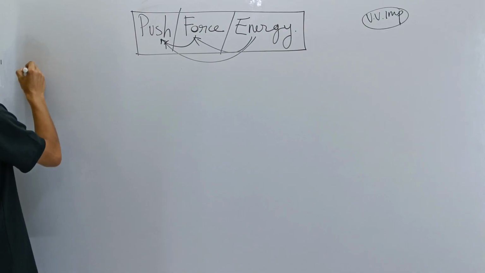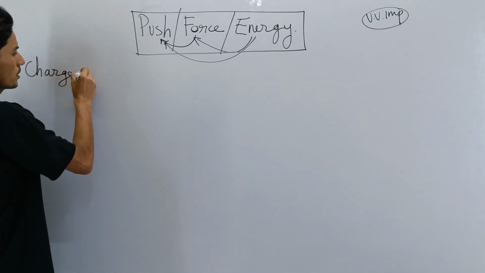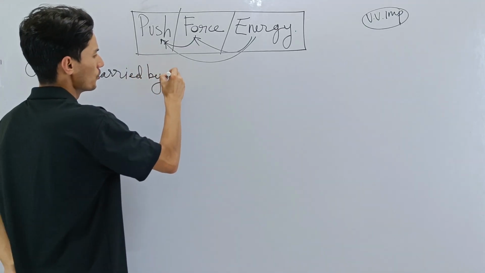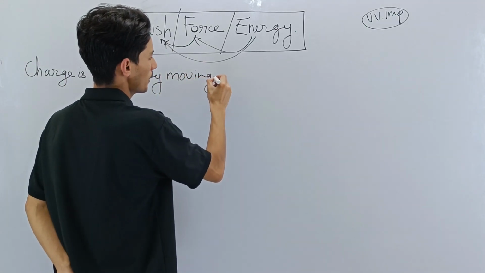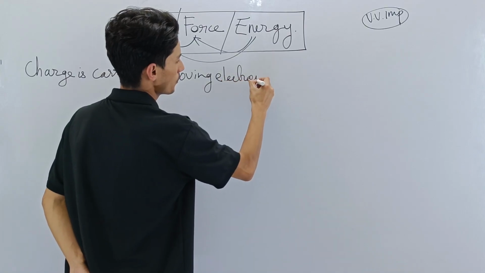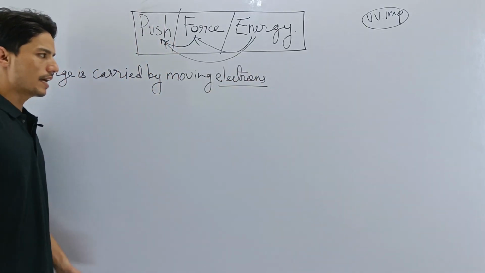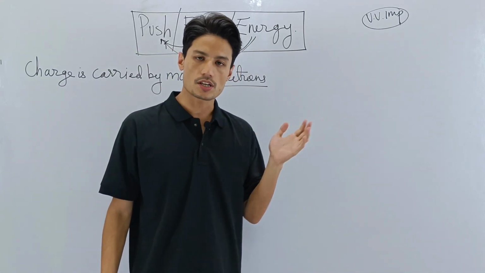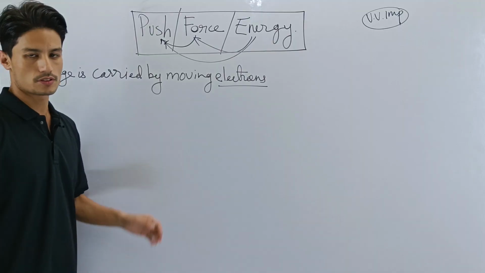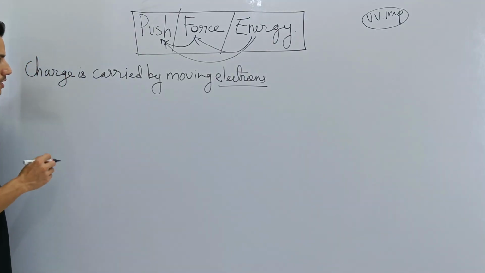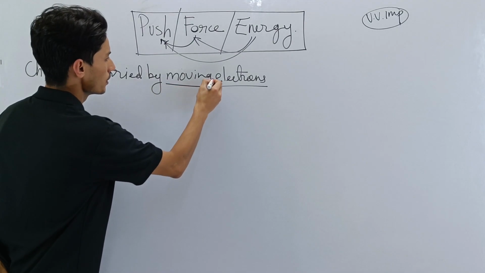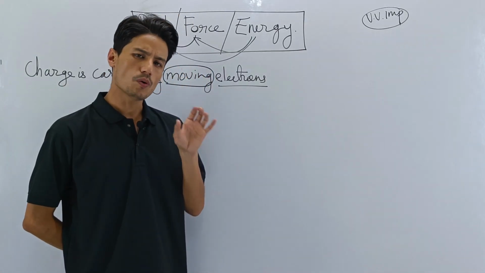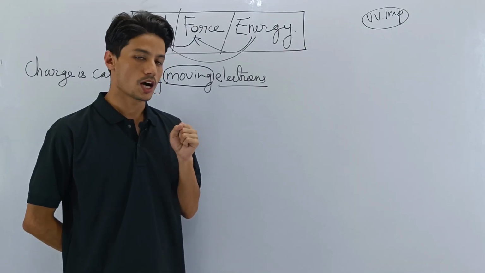So charge is carried by moving electrons, is it not? We already know this. When the electrons move, the movement of electrons itself is called charge. So charge is carried by moving electrons. Now the question is, see here, the charge is moving. Now this is something very big. How is the charge moving?